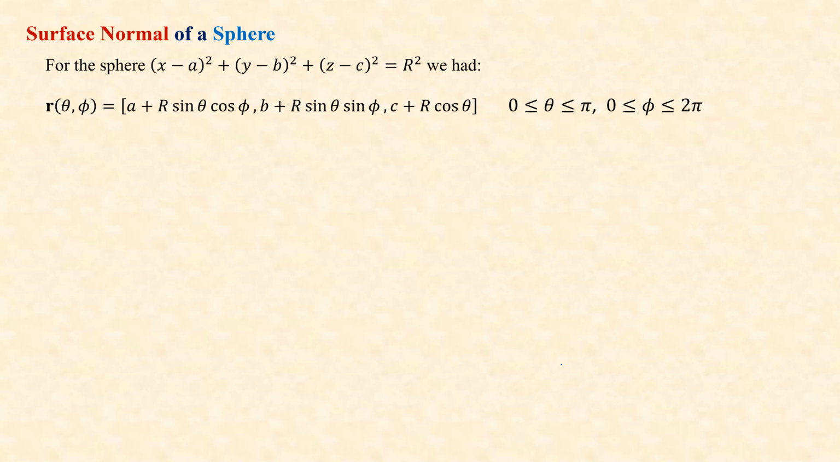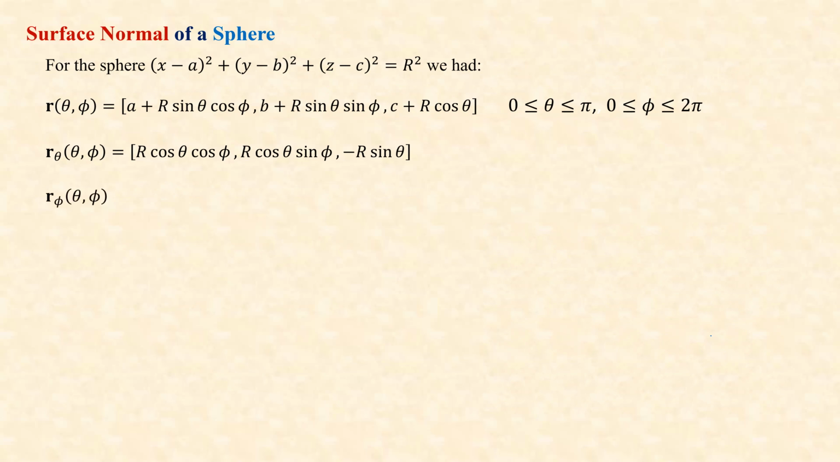Now, we want to find the surface normal. We said that we take the partial derivatives with respect to theta. What is the partial derivative with respect to theta? The first one becomes r cosine theta cosine phi, right? For the second one, it becomes r cosine theta sine phi. For the third one, the derivative with respect to theta is negative sine theta, so negative r sine theta.